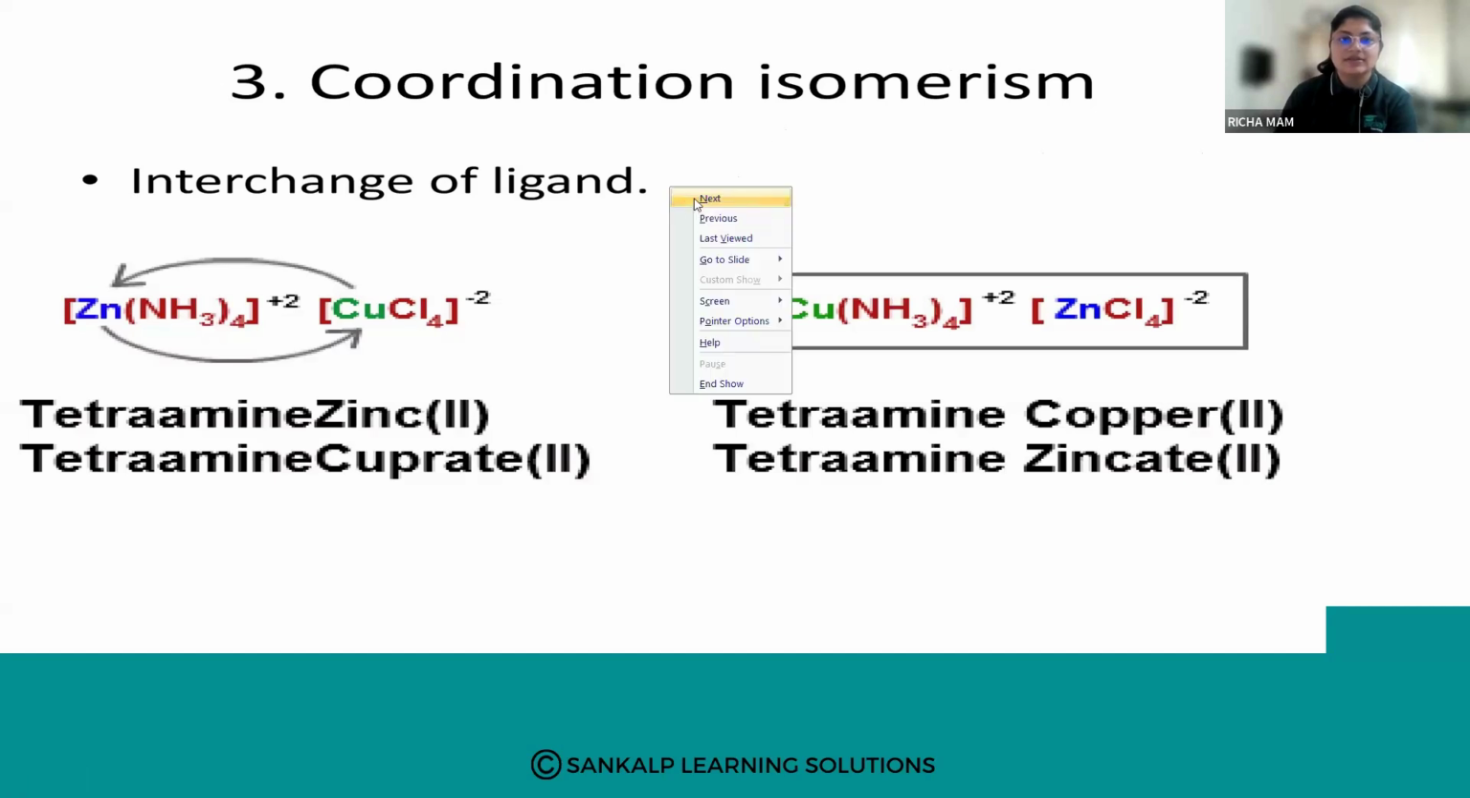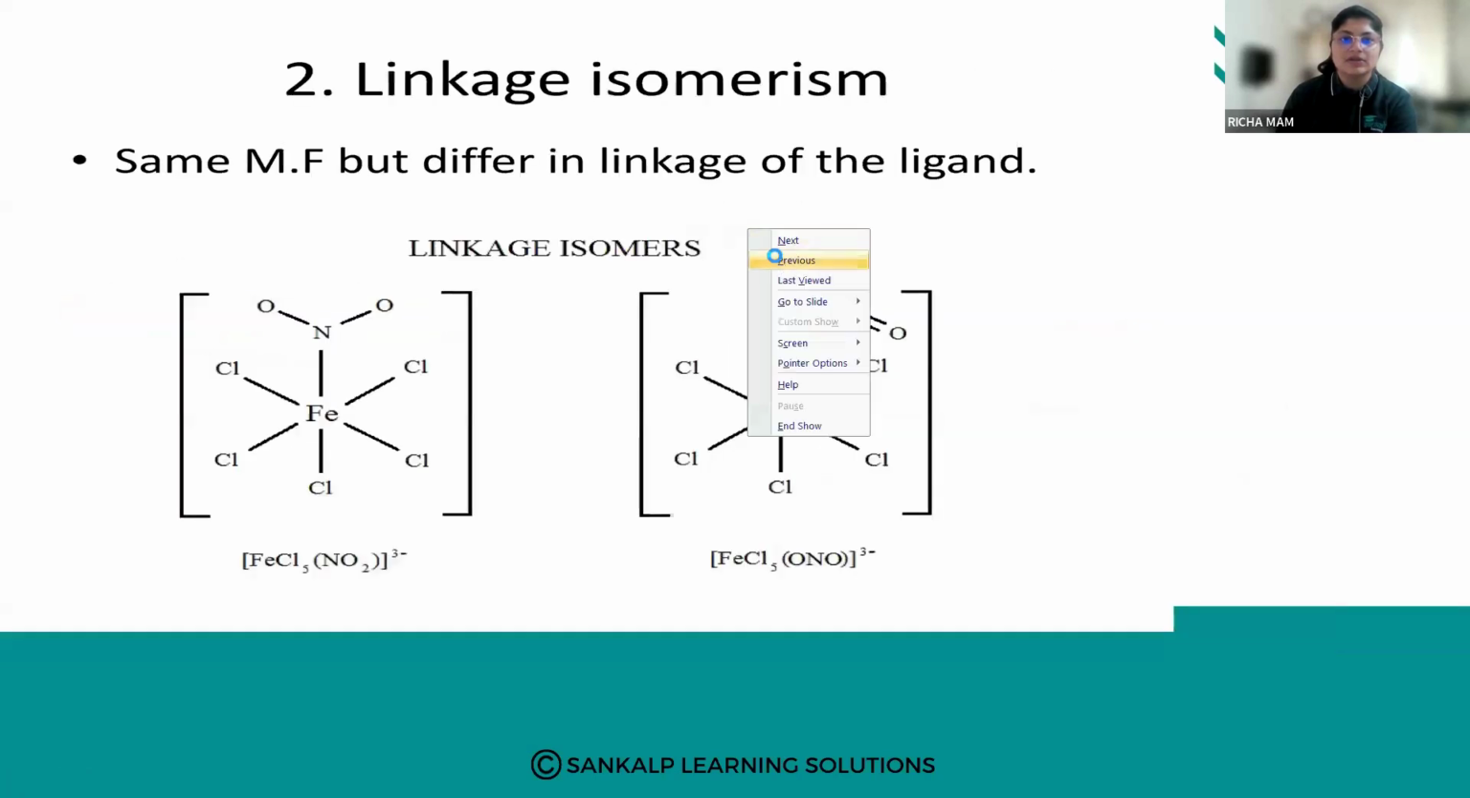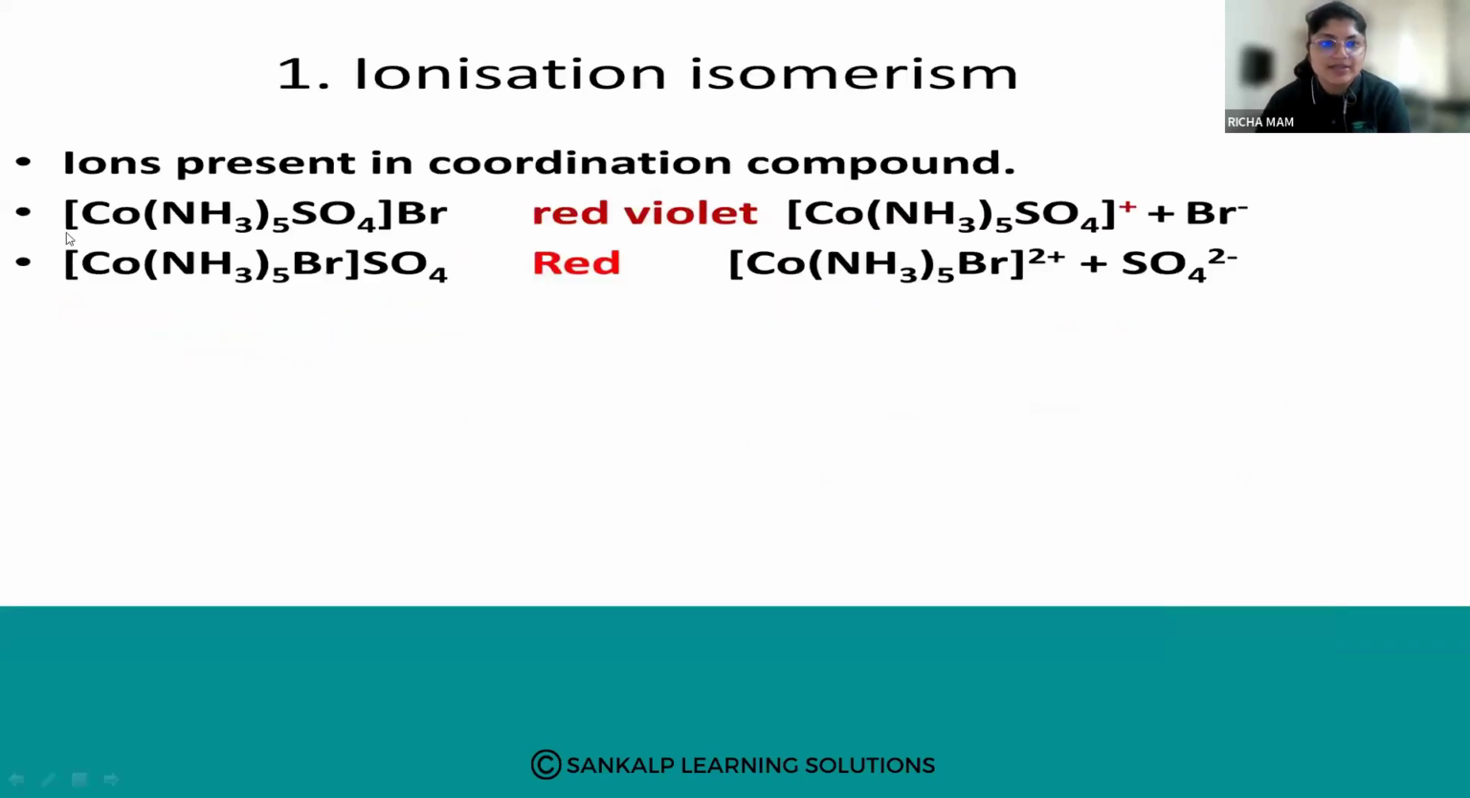Next one is ionization isomerism. Complexes having the same molecular formula, but when dissolved in solvent, produce different ions.